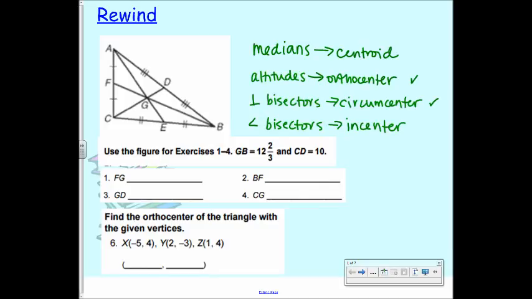Okay, I threw number 6 out because we're not going to do finding the actual orthocenters. So for these, you just need to really focus on the centroid-median combination. And we know G is a centroid. How do you know that G is the centroid? I don't have any words up here. I don't tell you anything, but I know without a shadow of a doubt that G is a centroid. How do I know that?